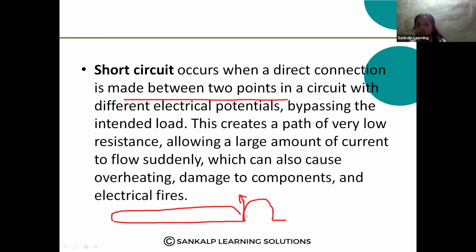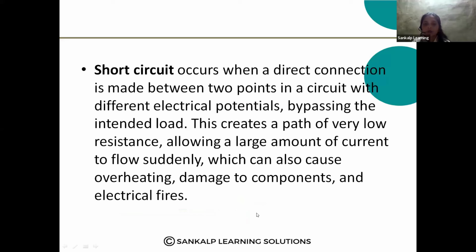Before the circuit completes, the electric current is passing through the wire. So the electricity is flowing, and that is completing the short circuit. So that is nothing but a short circuit in an electric circuit. Okay, so you can note down this answer.